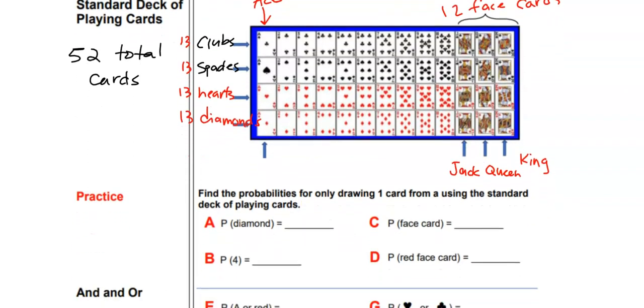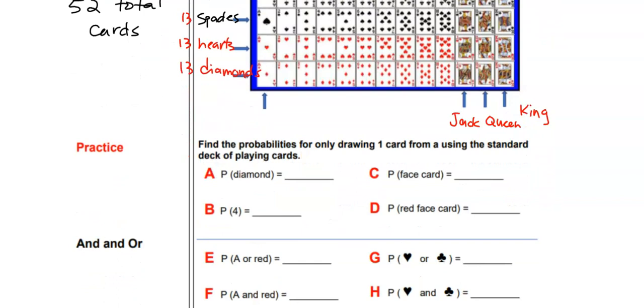Okay, so hopefully we're a little bit familiar with a deck of cards. Let me know if you have any questions with those and I can help you out with cards. So first problems here, they say find the probabilities for only drawing 1 card using a standard deck of playing cards. So the probability of picking out a diamond, well, there are 13 total diamonds out of 52 total cards. And that turns out to be exactly 1/4 of the deck. So the probability would be 1/4 there.